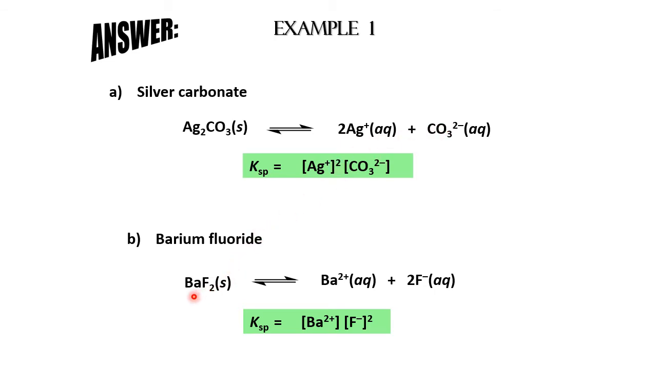Barium fluoride: barium with 2 plus, fluoride with negative 1, that's why BaF2. So 1 mole of barium 2 plus reacts with 2 moles of fluoride ion. You must remember the phase: for all the salts, the salt is in solid form, and the ions are in aqueous form. Then write out the Ksp. It's supposed to be product over reactant, but the reactant is solid, so just ignore it. So this is the Ksp.